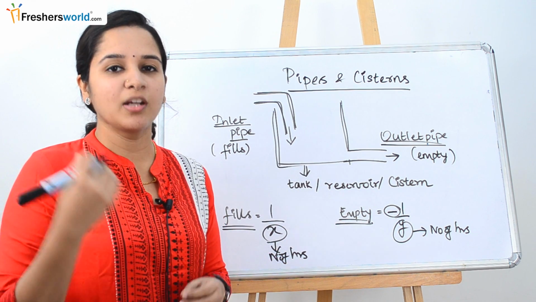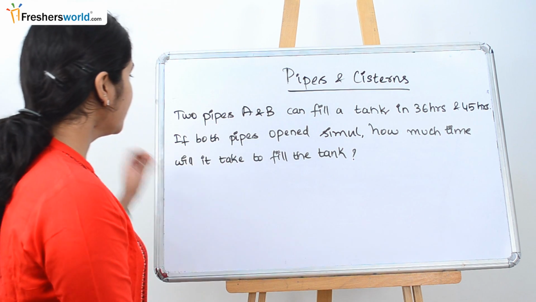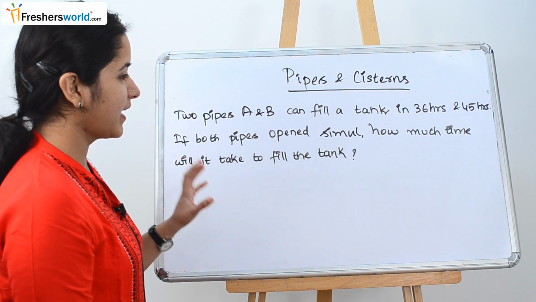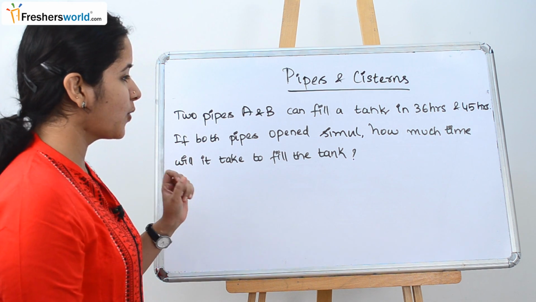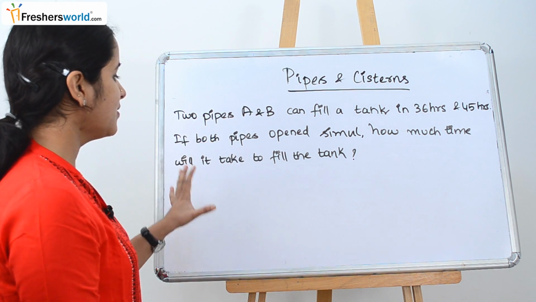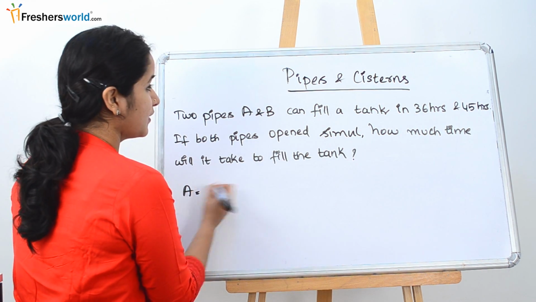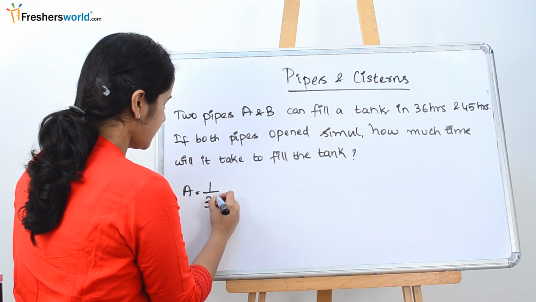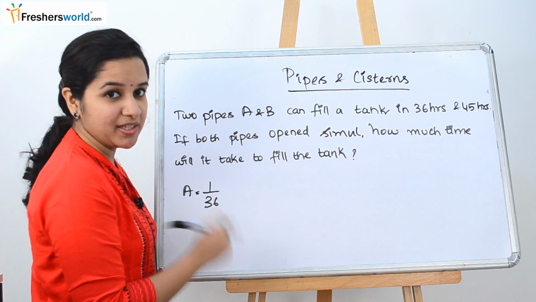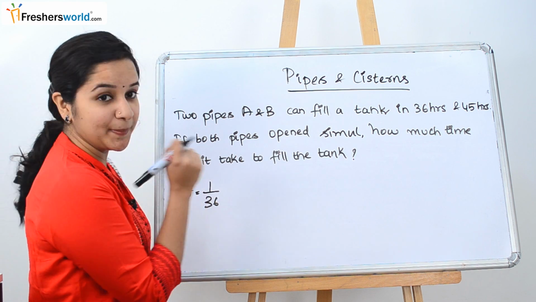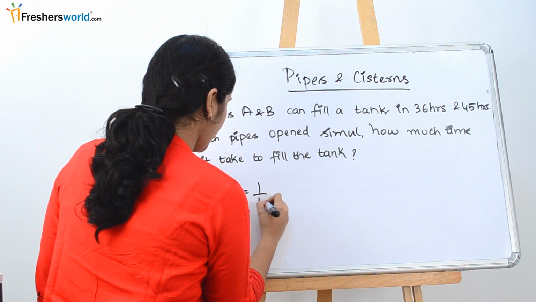So let's solve a couple of sums to understand this concept much better. The first sum is: two pipes A and B can fill a tank in 36 hours and 45 hours. If both pipes are opened simultaneously, how much time will it take to fill the tank? They have given that pipe A will fill it in 36 hours. We know that we have to represent the number of hours filling as 1 by x, so I am representing it here as 1 by 36. Similarly, B takes 1 by 45.